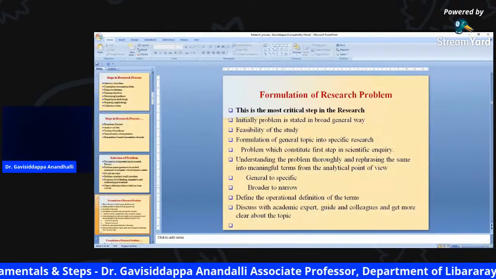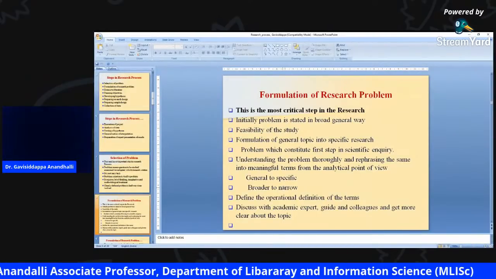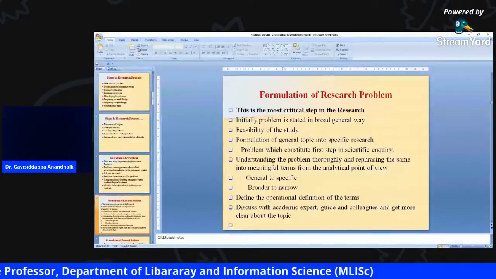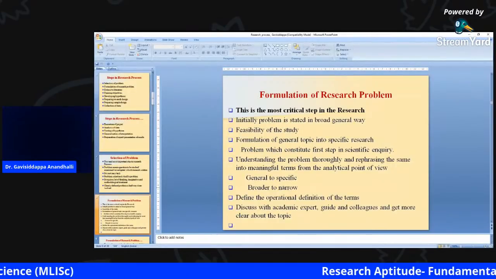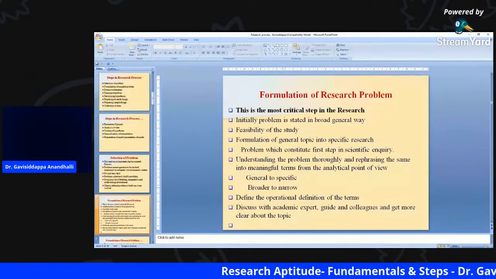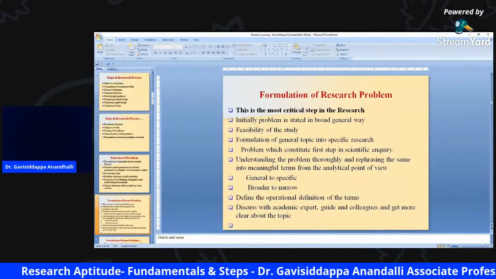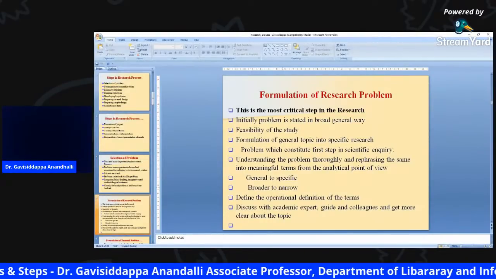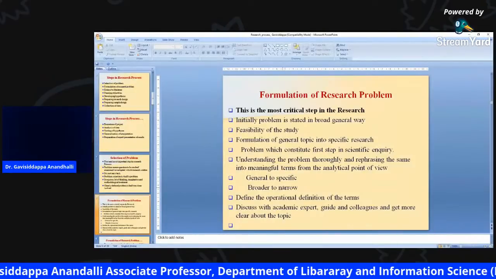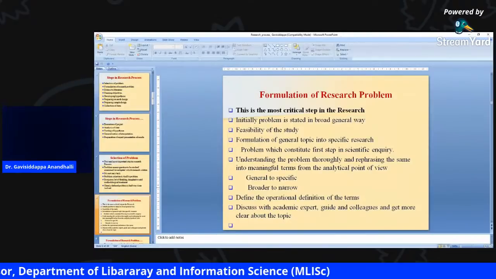Okay, selection of the topic is the first step in the research process: understanding the problem thoroughly and rephrasing it into meaningful terms from an analytical point of view. First we have taken the broader area, later it has been converted into a researchable one. You add high school teachers, then you add the geographical region, then you add a case study or comparative study or study. If you do this, you are converting the selection of the research topic into the formulation of the research topic.